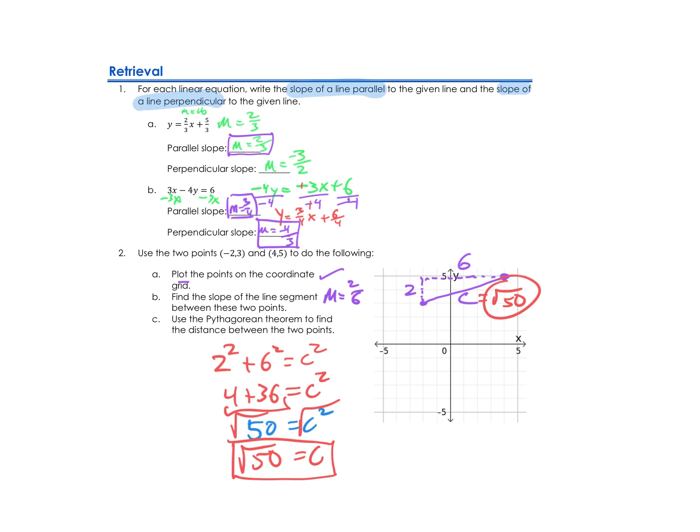So there you have it. There's some retrieval, a little review on some things, and a good reminder of how we can use transformations to describe the movement of one object to another.